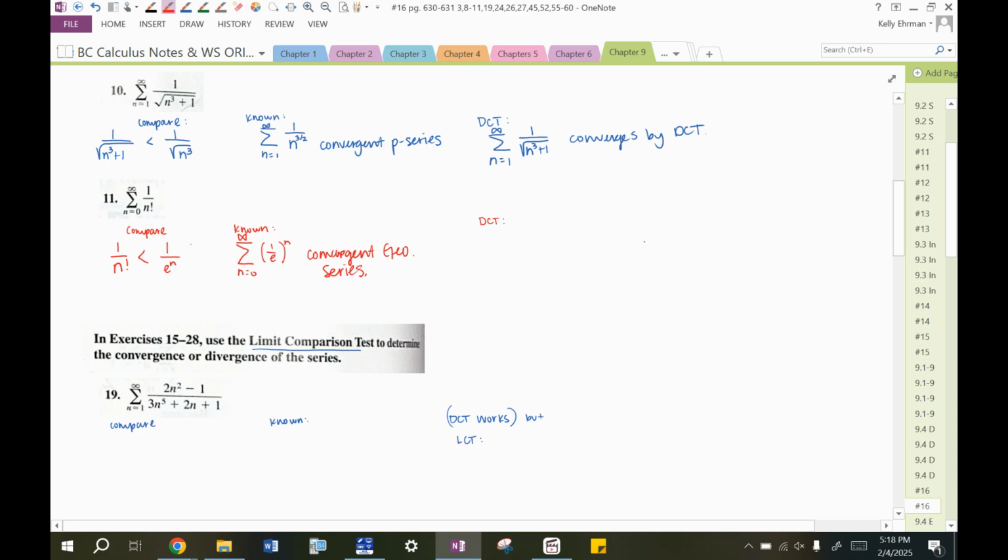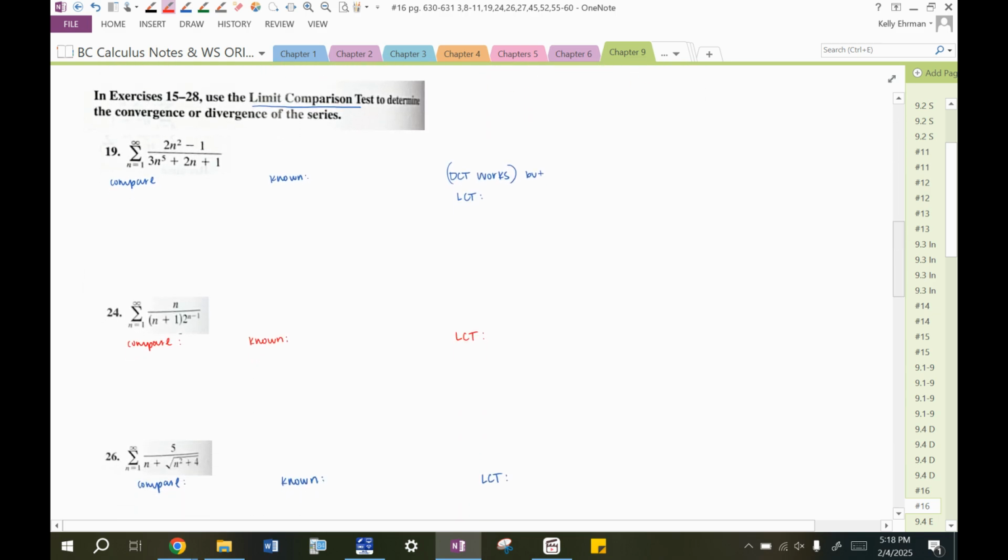So that means that, again, the one on top is converging. So the one on the bottom that decreases even faster will also converge. So the sum from 0 to infinity of 1 over n factorial converges by direct comparison test.